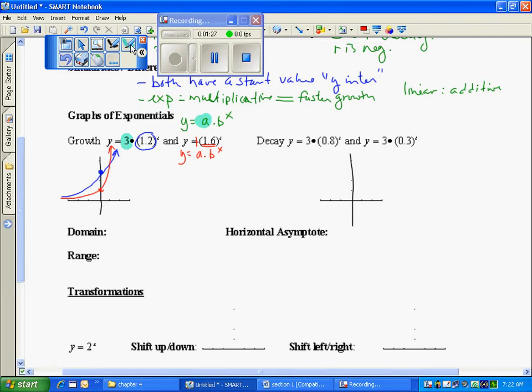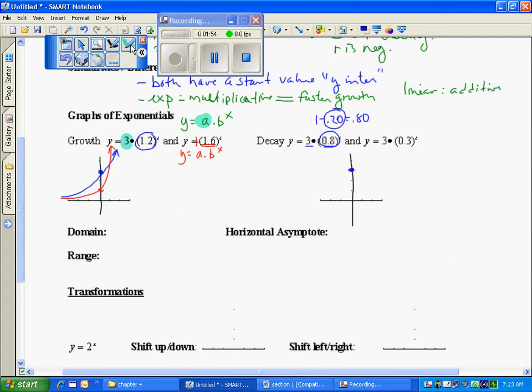Let's look at decay. Again, looking at the first graph, I'll graph it in blue. It has a start value of 3. And let's see, it's decaying. It's not decaying by 80%. It's decaying by 20%. 1 minus 20% is my 80%. This is the rate of decay. What's in there is what I keep, what I have. So I keep 80%. I'm losing 20%.